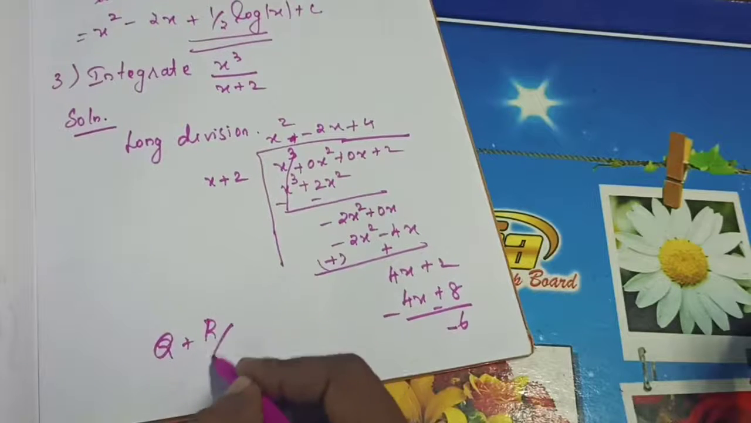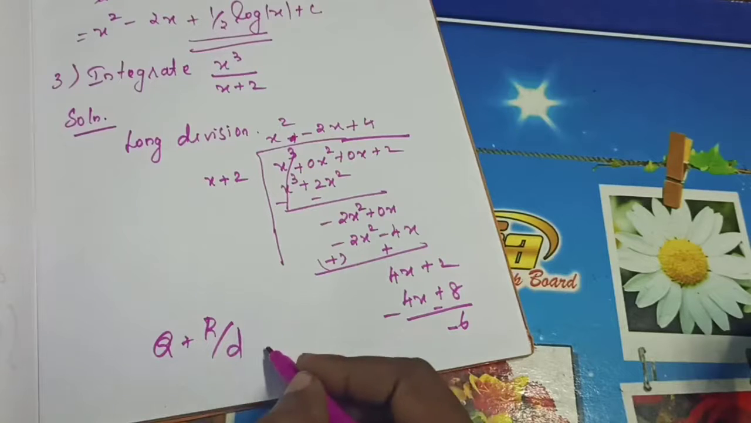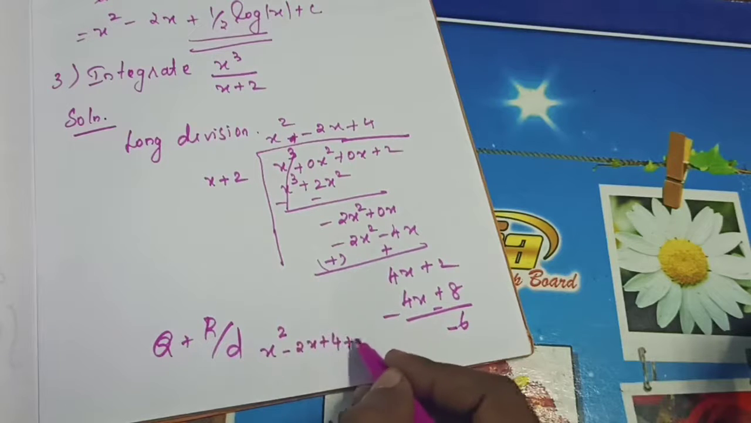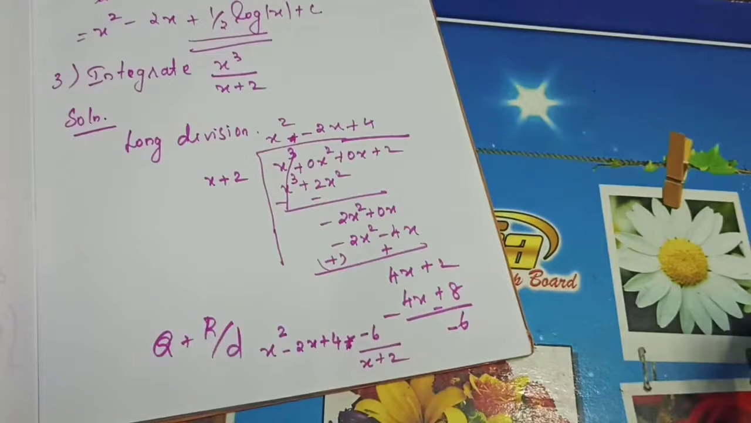So, Q plus R by D. Then what will you do? I think you can complete it. The quotient value is x square minus 2x plus 4, plus the remainder minus 6 divided by x plus 2. Afterwards, it is the same as that example question we completed in the last class. You need to do the same. So we will integrate. It will be very easy.